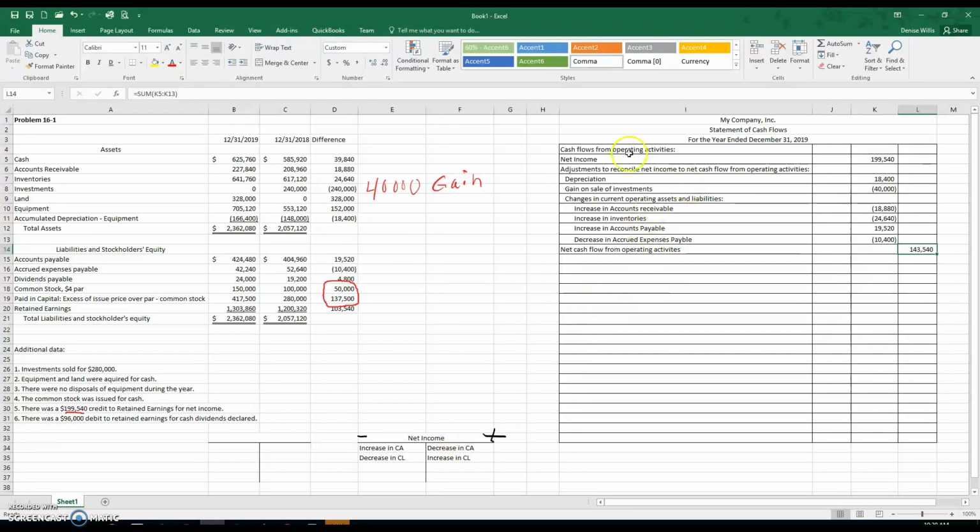Okay, we're picking back up here. We have finished the operating activities section. After that, our next section is the investing activities. So we have cash flows from investing activities.